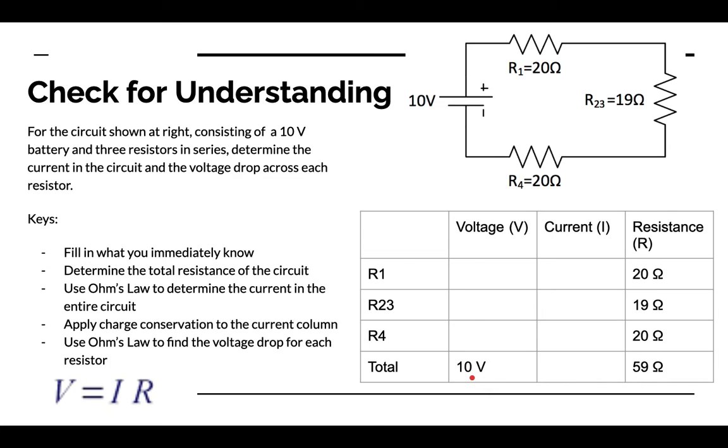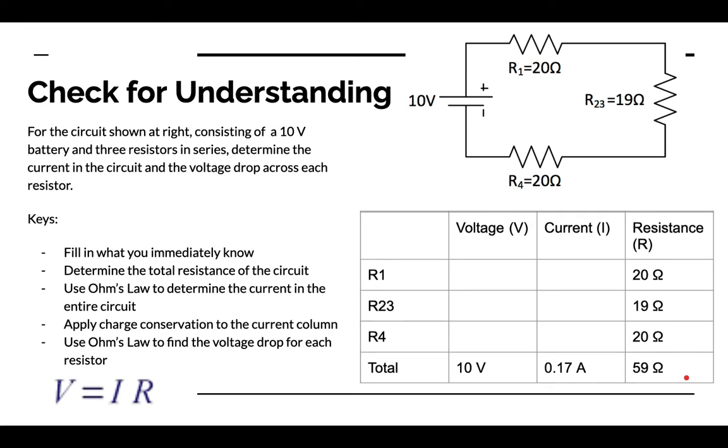So 10 volts is our total voltage, and our total resistance is 59 ohms. So we can find the overall current in our entire circuit by applying Ohm's law. We take our 10 volts and divide by 59 ohms. And that gives us a little bit over whatever 1/6 is. 10 divided by 59 is a little bit more than 1/6, which is 0.17 amperes. And then, where do I go from here?